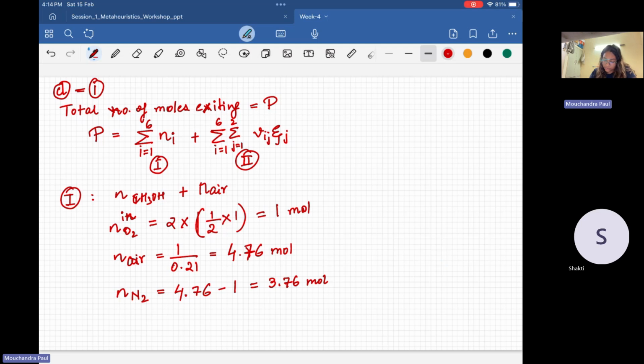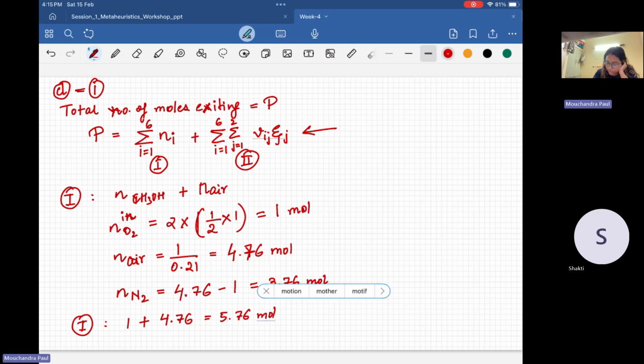So term 1 in this expression will be 1, because we know 1 gram mole is methanol, plus the air, 4.76, that is 5.76 moles. Term 1 is solved. Okay, now for term 2, let's expand it for each of these components.